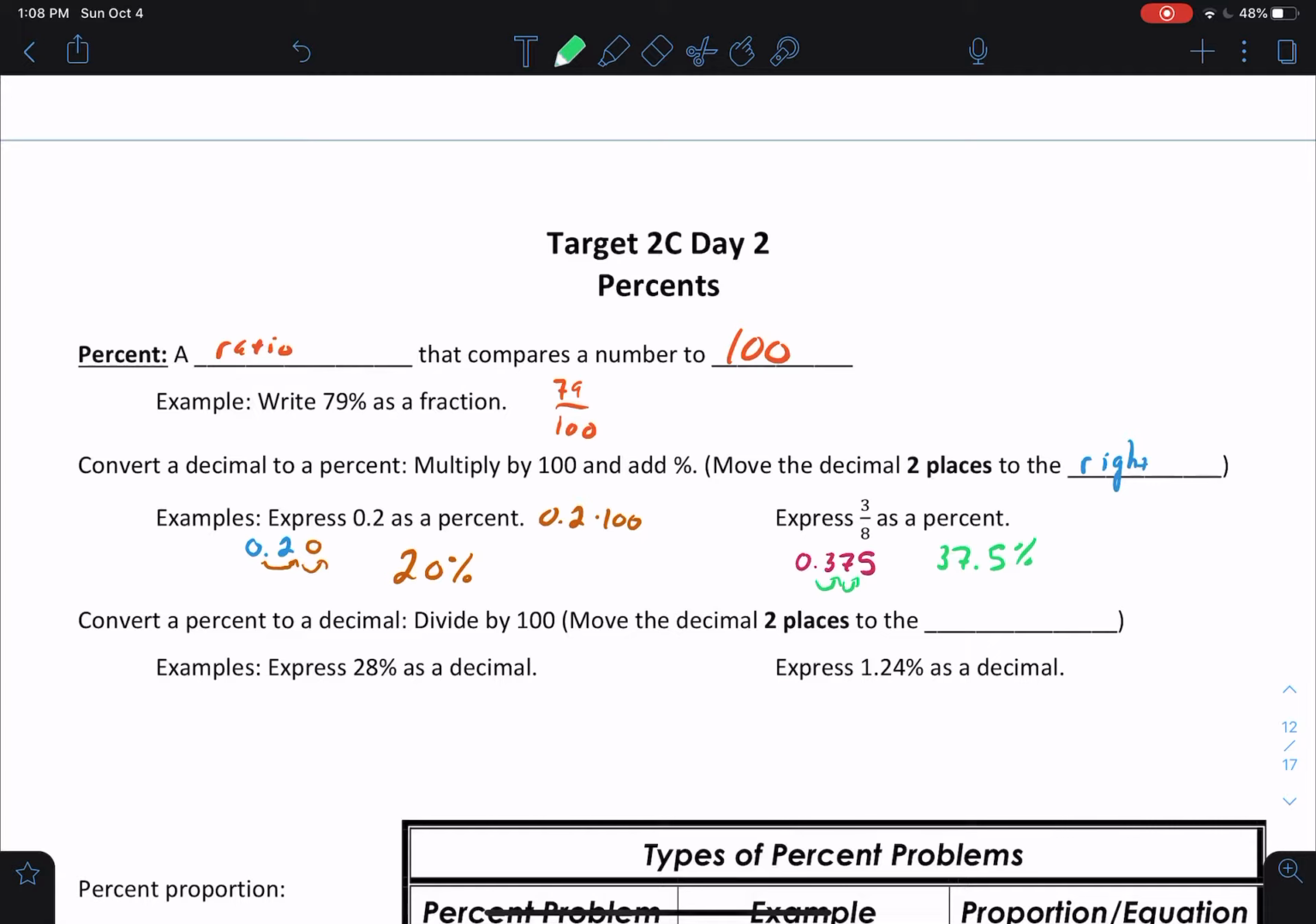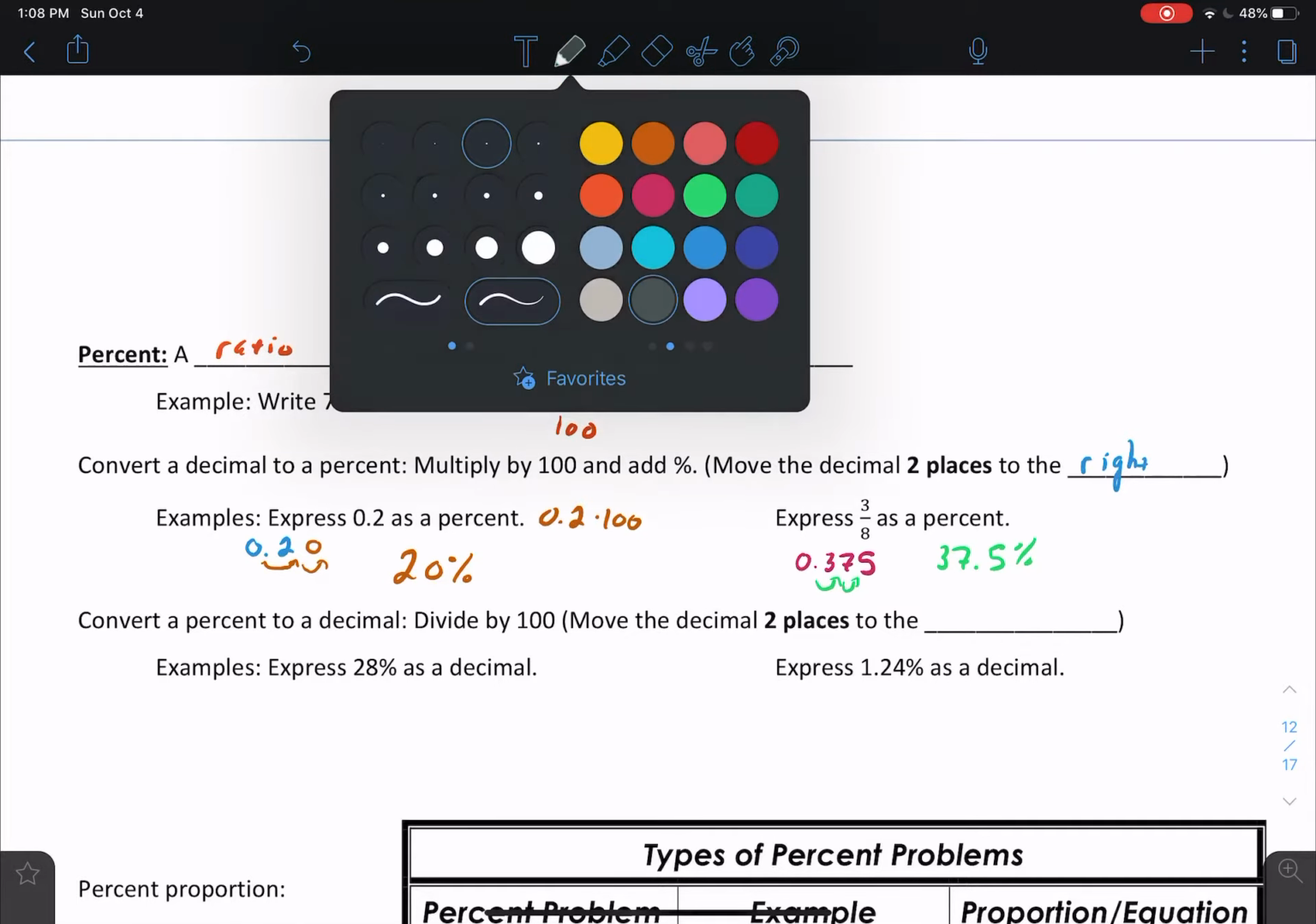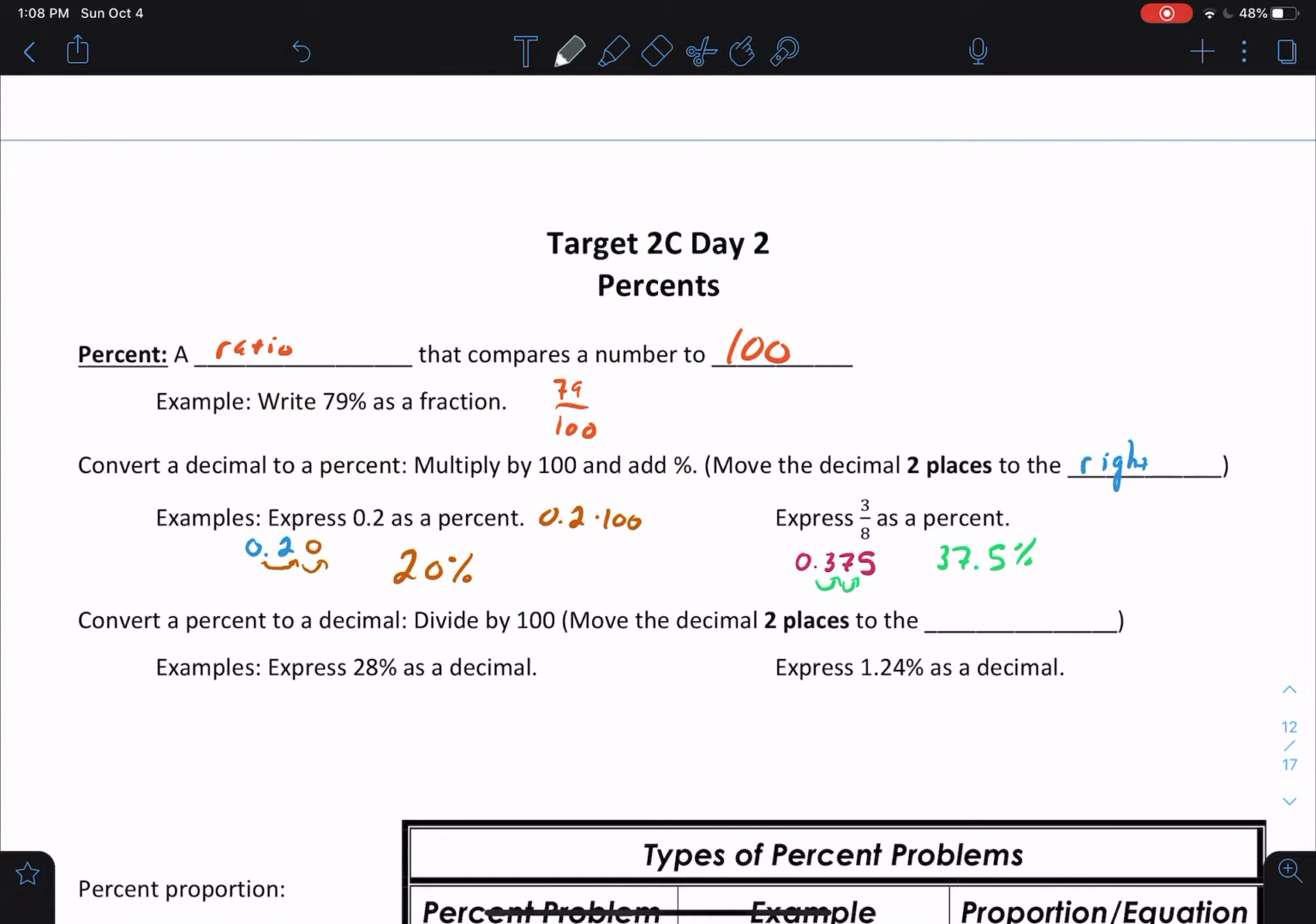What if we wanted to go the other way? What if we wanted to convert a percent to a decimal? Well, instead of multiplying by 100, we would divide by 100. And the trick to that is we can move the decimal place 2 places to the left. So we're dividing, so it's going to the left. So 28%, the decimal place is currently right here. If I move that 2 places to the left, I'd be looking at 0.28.